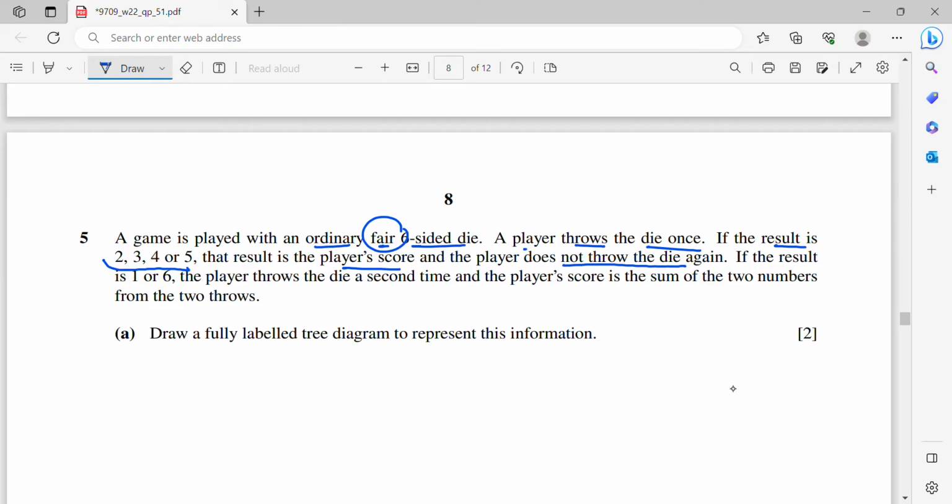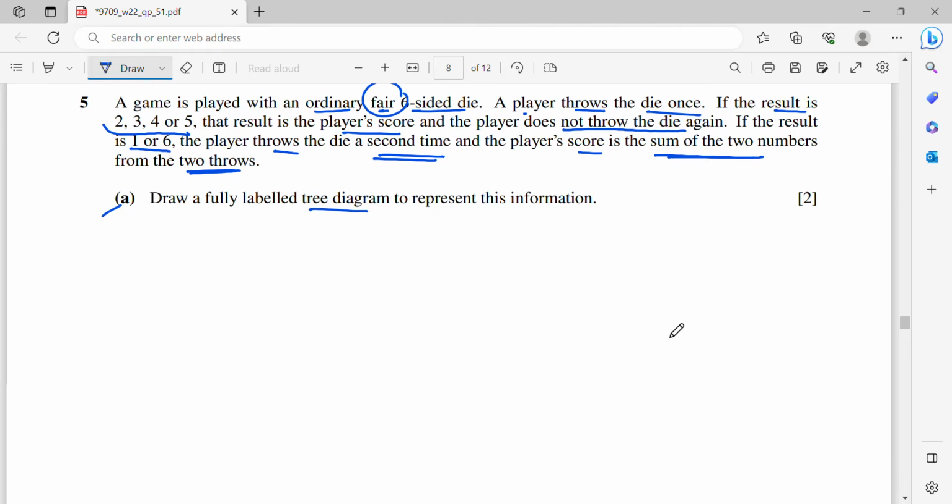Alright? So now if the result is 1 or 6, the player throws the die a second time. And the player's score is now the sum of the 2 numbers from the 2 throws. A. Draw a fully labeled tree diagram to represent this information.